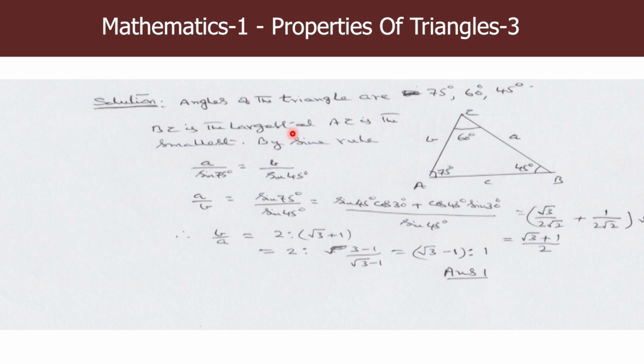So therefore, the ratio is 2 is to root 3 minus 1, that is root 3 minus 1 by root 3 minus 1, which gives you that the answer is root 3 minus 1 is to 1. So the correct option is option number 1.